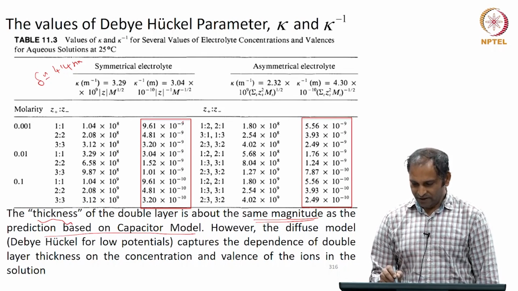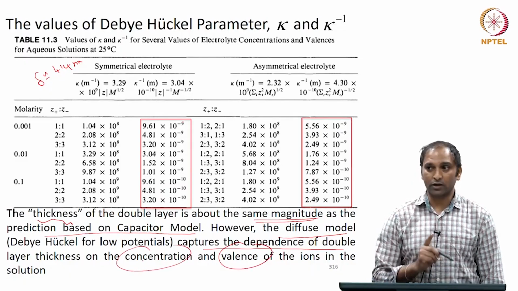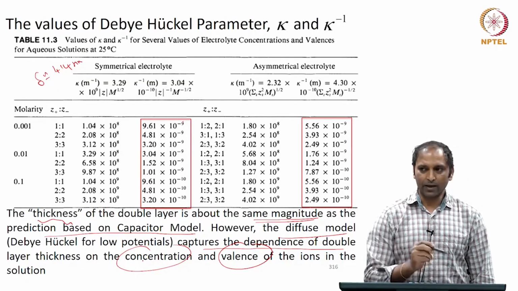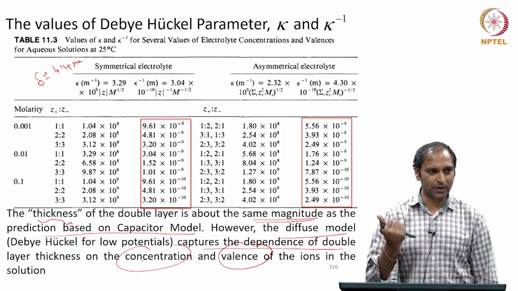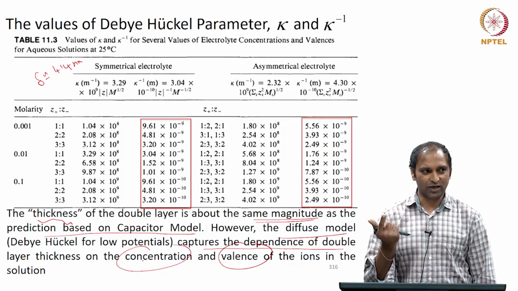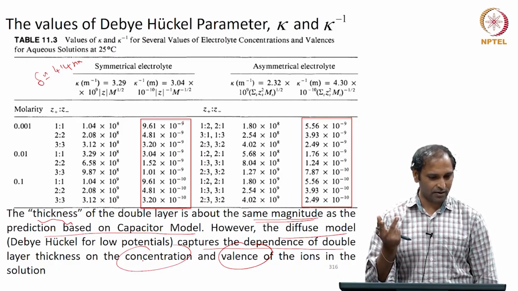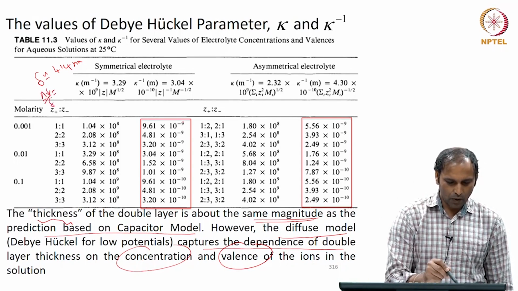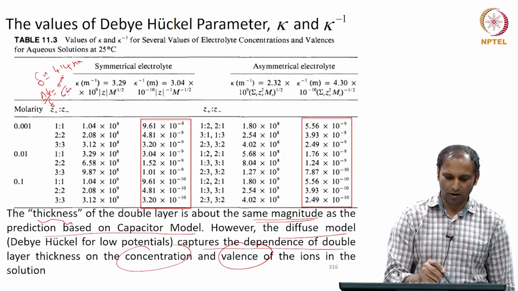However, the diffuse model captures the dependence of double layer thickness on the concentration and the valency of the ions, which was not there in the capacitor model. For the capacitor model, delta was fixed by the potential drop, by the dielectric constant of the medium, and by sigma star, the surface charge density, because we had del psi by delta going as sigma star divided by epsilon r epsilon naught.